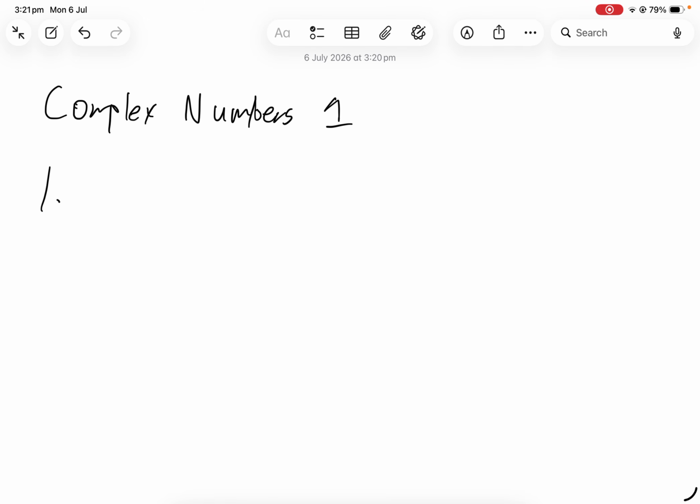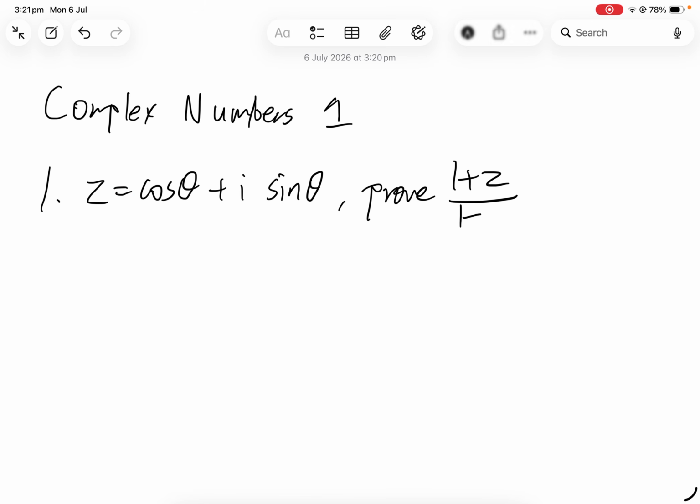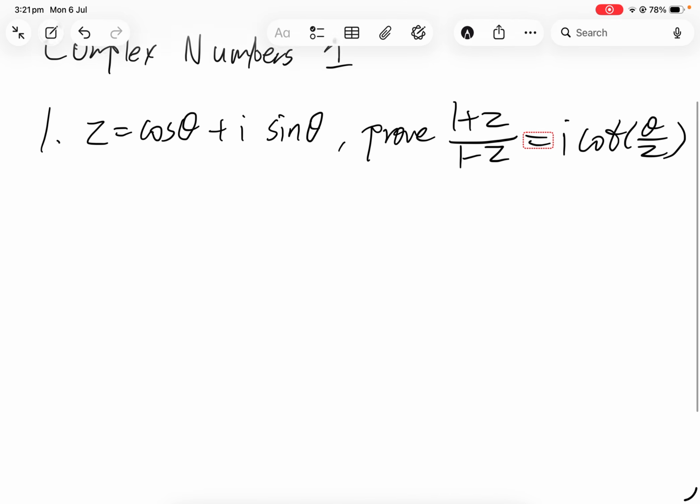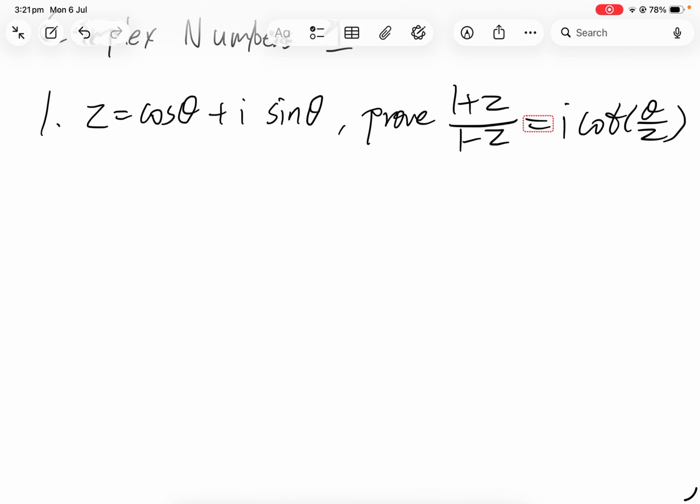It says if z equals cos theta plus i sine theta, we have to prove that (1 plus z) over (1 minus z) equals i cot theta over 2. Okay, so we first list some identities that we need to use.